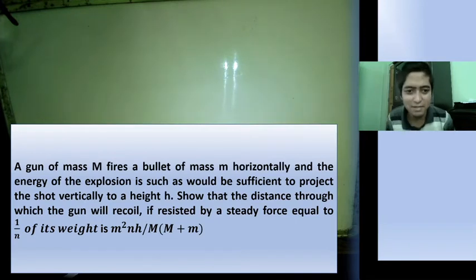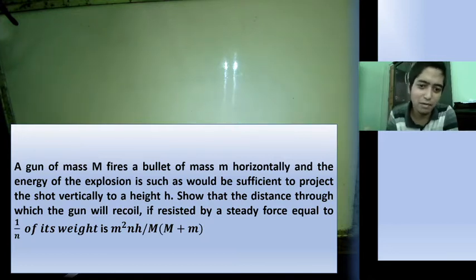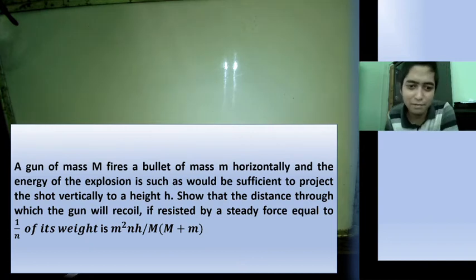So that it is just sufficient to project the shot vertically to the height h. Show that the distance through which the gun will recoil if resisted by a steady force equal to 1 by n of its weight is m squared n h divided by capital M, (M plus m). So let us see what is happening.